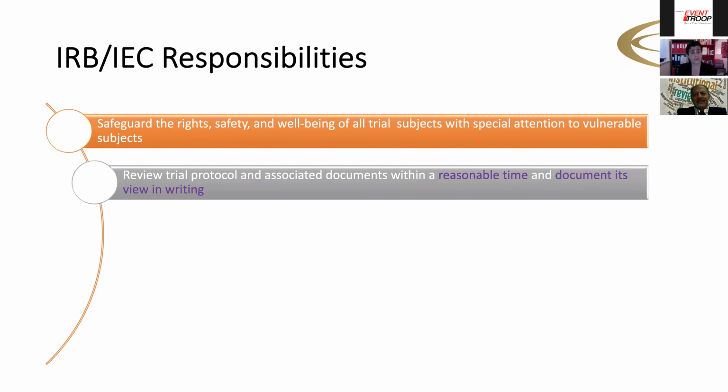What they'll do is review the protocol and any associated documents that are provided for review within a reasonable time and document their view in writing. So what GCP is saying is, as an IRB, you are going to review the protocol, and you're going to review all associated documents. Associated documents include, for example, informed consent forms. They can include any other information that would be useful for the IRB to make a decision on whether or not to approve this protocol. And within a reasonable time.